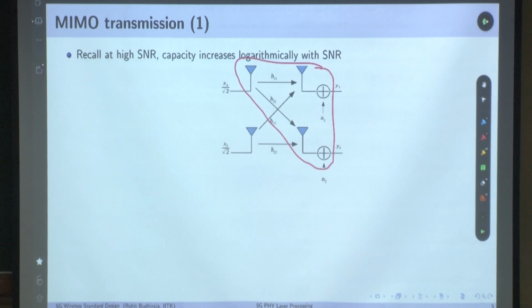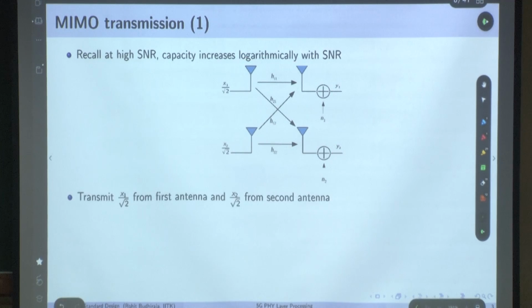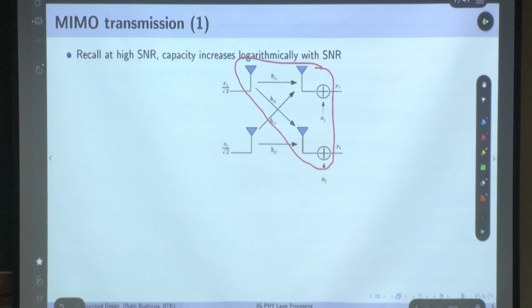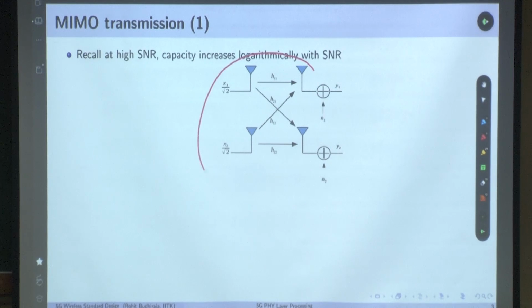Instead of this, I will focus on this part of the system. Now, what are we saying here? Two transmit and single receive antenna case. It looks like that.